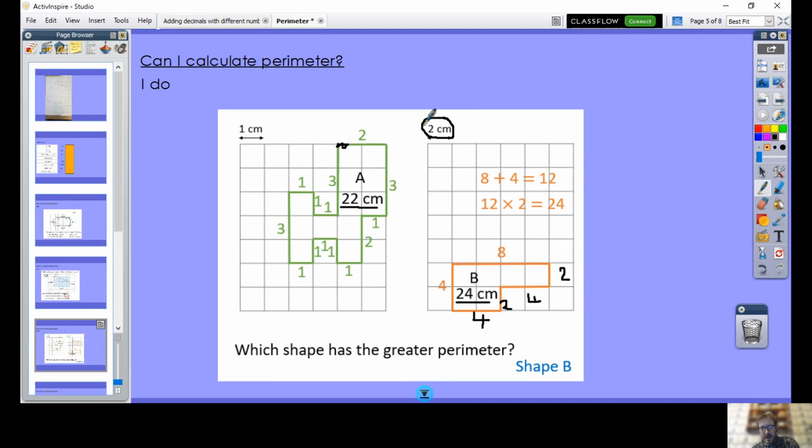So it's important to check what the scale of the diagram is that you're looking at. So when we're looking at a grid, we've got to make sure whether each square represents 1 centimeter, and it should tell you whether or not it does.